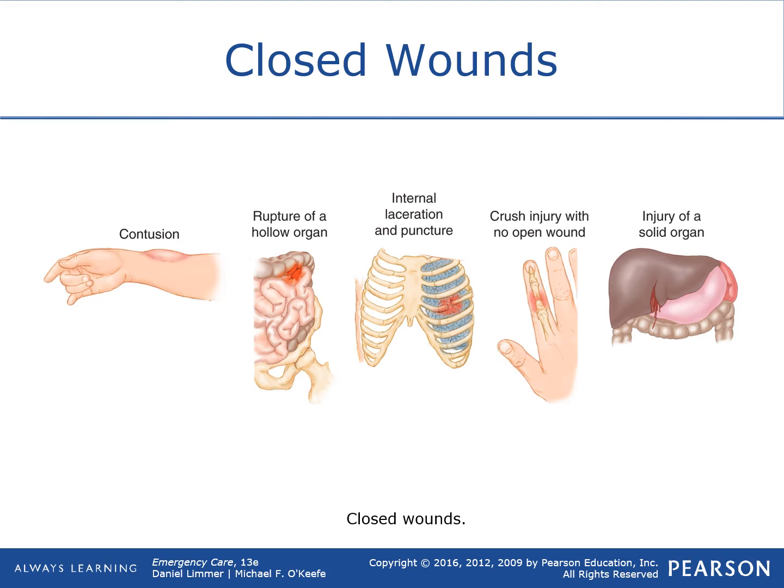So that's why we have to stabilize our bones when we see a fracture, so that it doesn't lacerate the surrounding tissue. We'll talk about that extensively in musculoskeletal trauma and how we can effectively splint things.